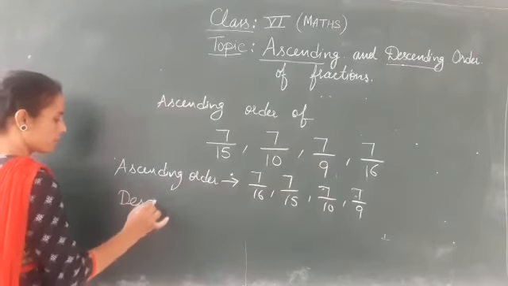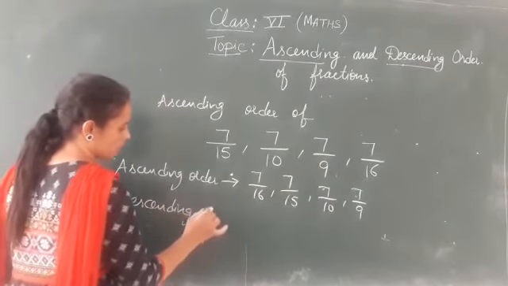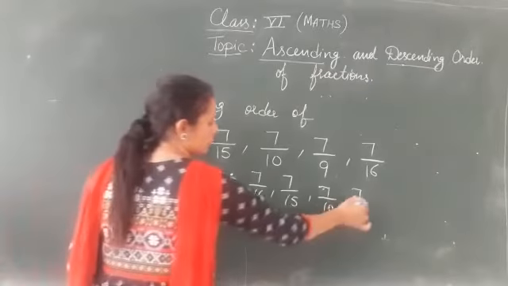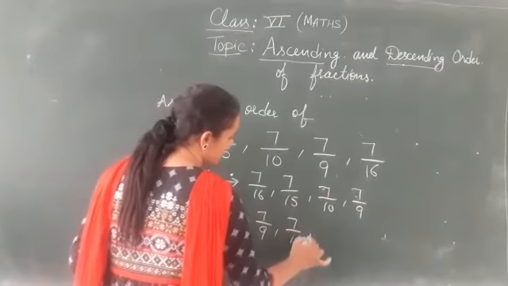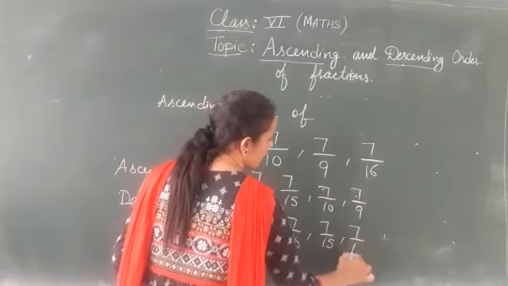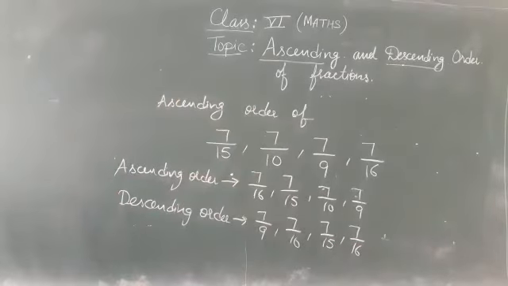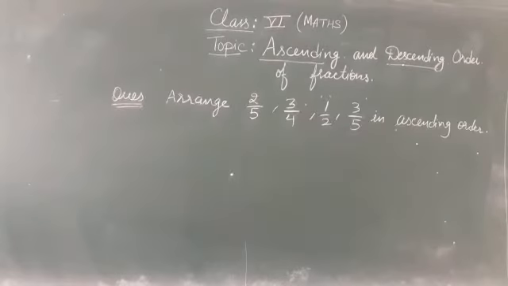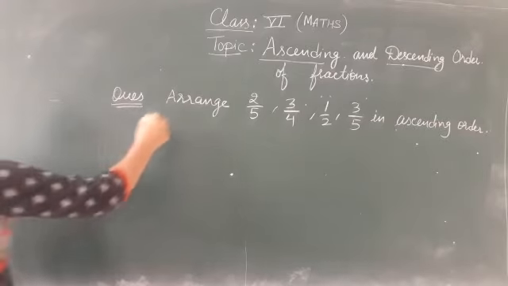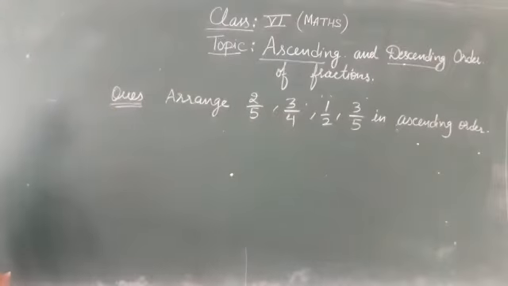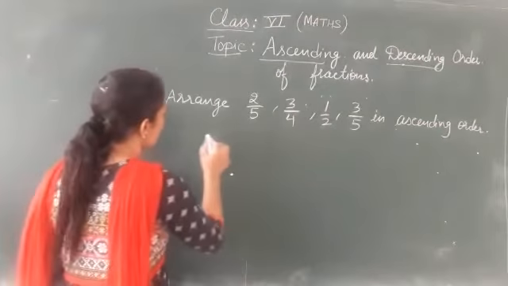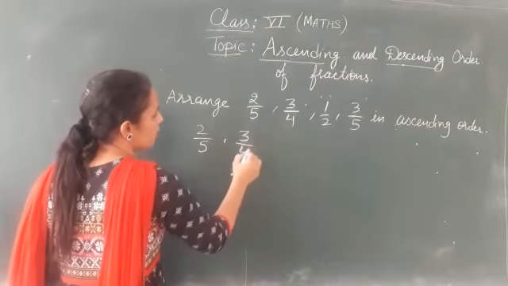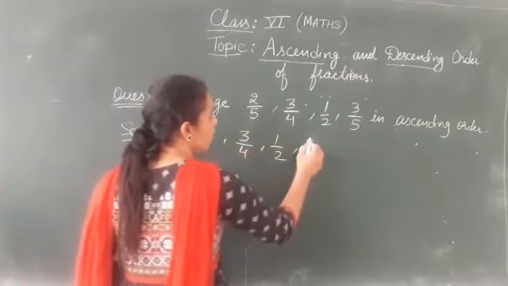For descending, first you will write the biggest one, 7 by 9, then 7 by 10, then 7 by 15 and then 7 by 16. Now we'll see that if we do not have the same denominator or numerator, then how can we solve? Let us take one question. Question is: arrange these fractions in ascending order. Here you can see that the numerators are not same, denominators are also not same. So at that time you will make their denominators same firstly by taking the LCM of denominators.